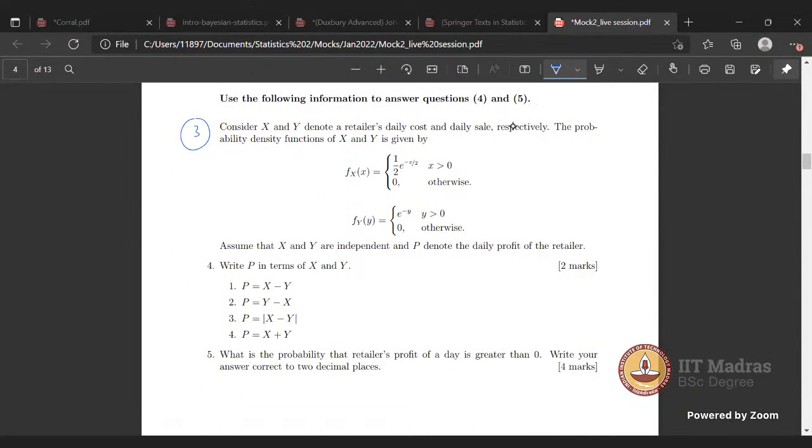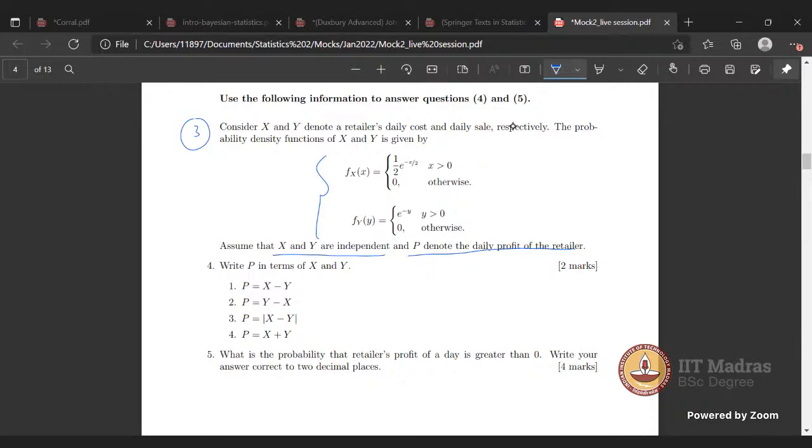All right. So the next problem we have is two random variables here, x and y, that denote a retailer's daily cost and daily sale price. So x denotes the cost at which he bought, and y denotes the price at which he has sold. Now the probability density functions of x and y are given to us, and it is also given that x and y are independent, and P denotes the daily profit of the retailer.